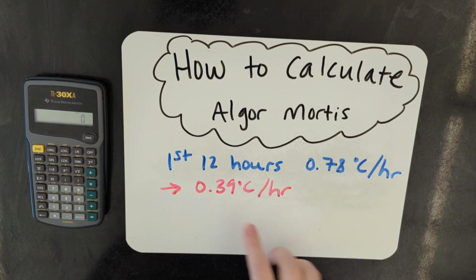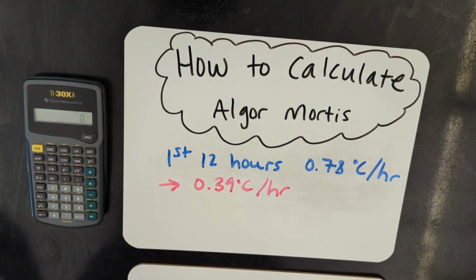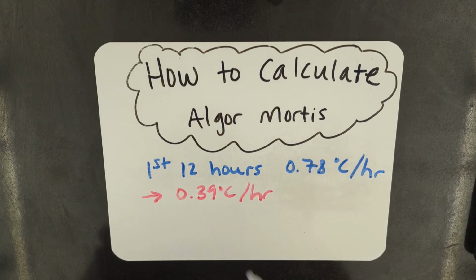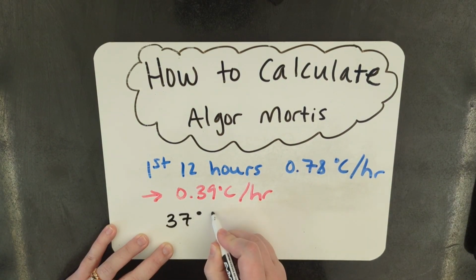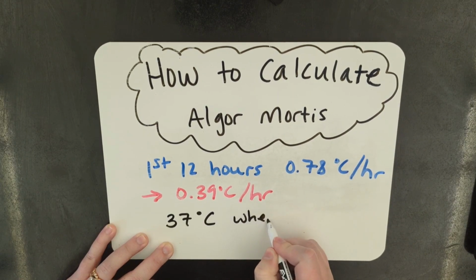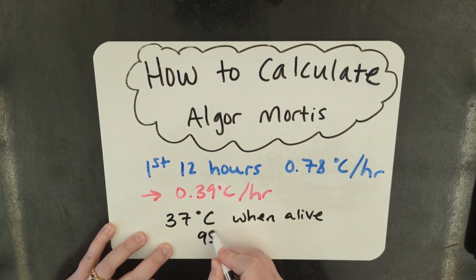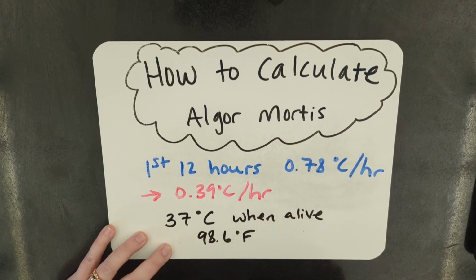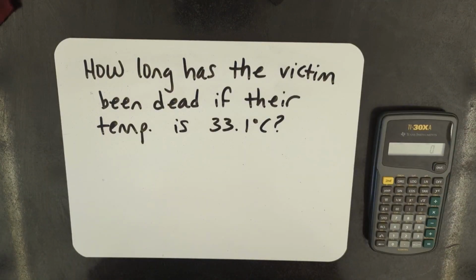So we're going to be using this information to calculate how long a body has been dead based off of the temperature of it. To continue forward, all you will need is a calculator and the knowledge of these equations. Another very important piece of information is to know that our body stays at about 37 degrees Celsius when alive. That's about 98.6 degrees Fahrenheit for those who don't know Celsius that well. So let's start with our first problem.